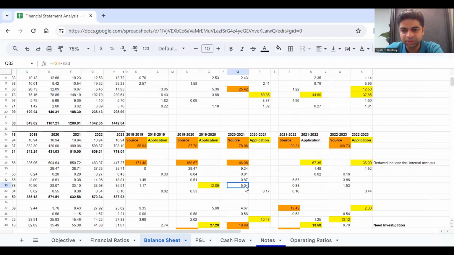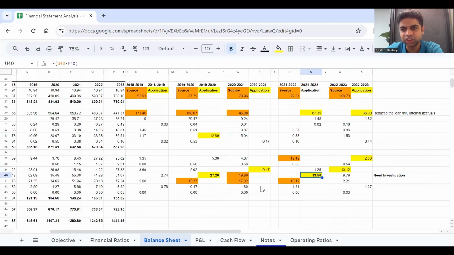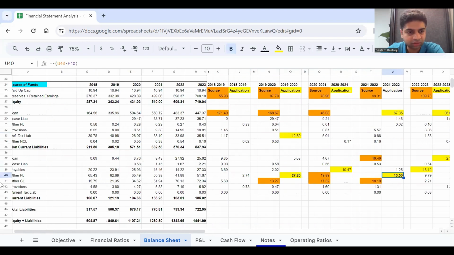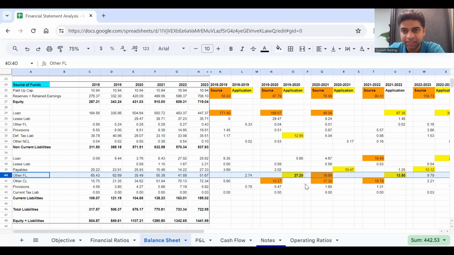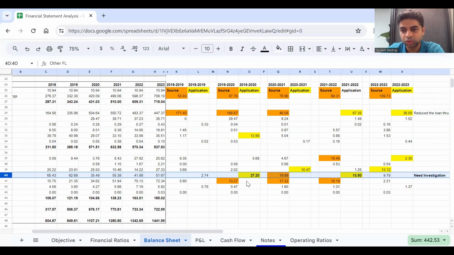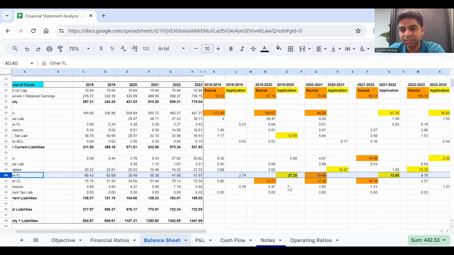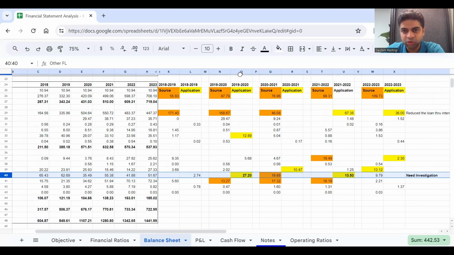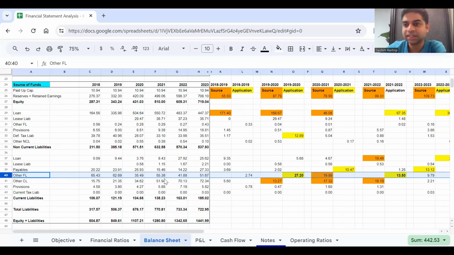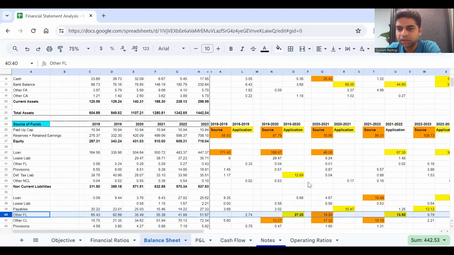And then there are some other items that I've highlighted as well, which need further investigation, which are not as significant as some of the other items, but still would not hurt. Like other financial liabilities. I see that they use some of the sources of funds to increase their other financial liabilities, in the year 2020 and then in the year 2022. So it needs to be investigated as to what these two line items are. Just pick up the annual report from these 2 years and see why there has been an increase in other financial liabilities.